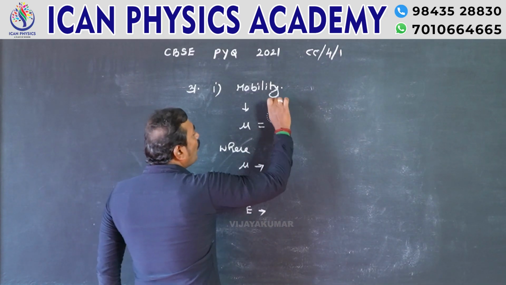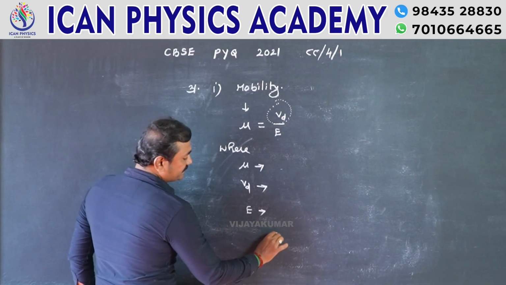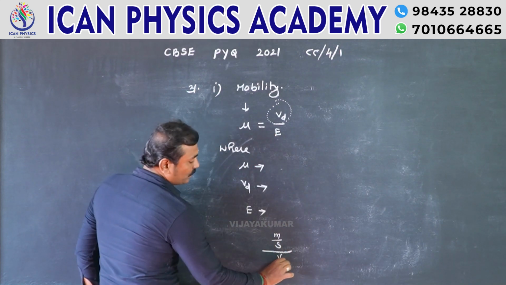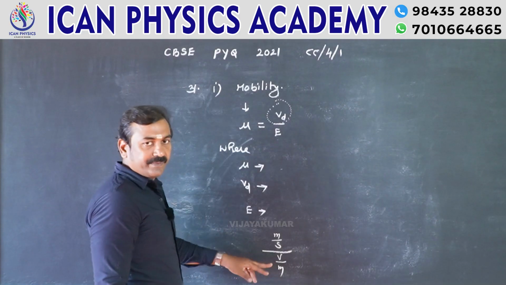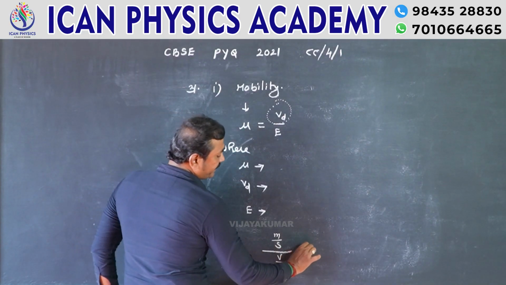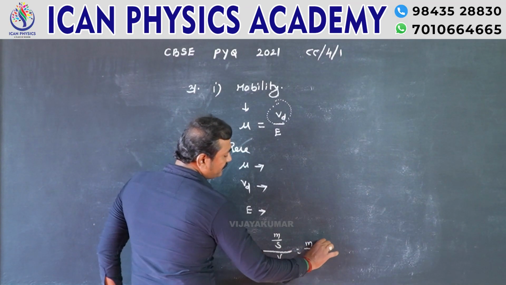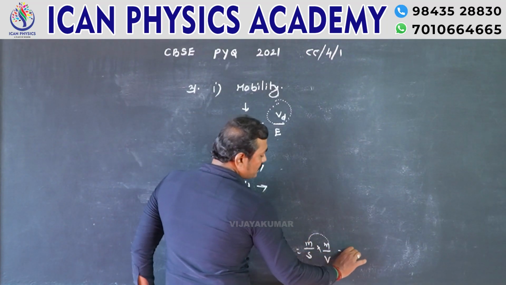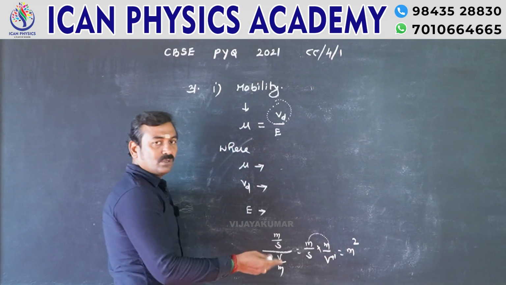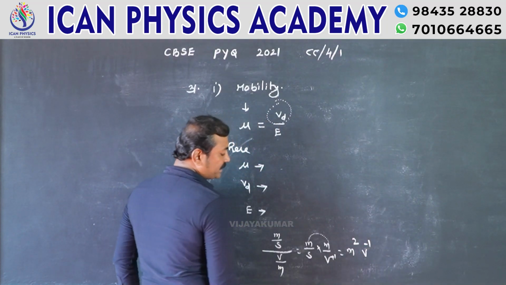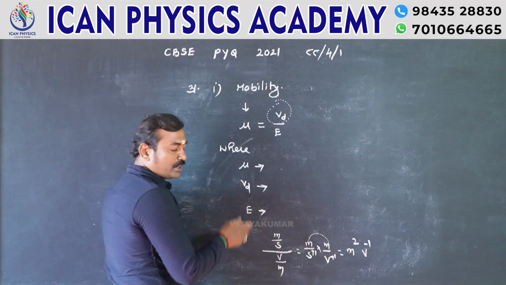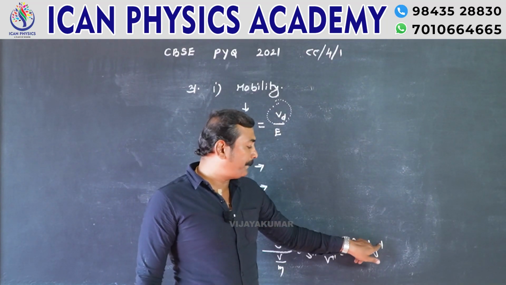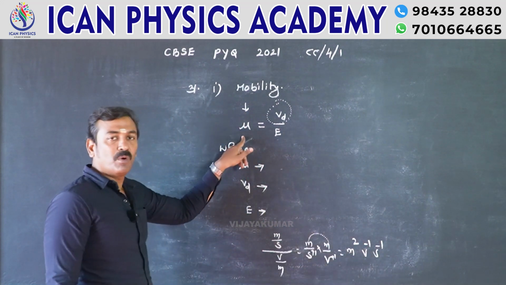Now, what is the unit of drift velocity? Meter per second. What is the unit of electric field? Volt per meter. Now it becomes a reciprocal. So, meter per second into meter per volt. So meter becomes meter square, and the second goes to the numerator as minus 1. So meter square per volt per second is the unit of mobility.